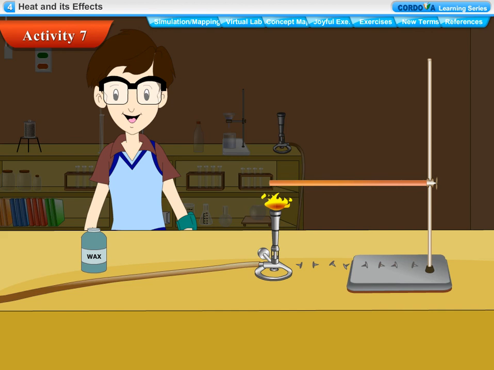Conclusion: these observations can be explained as follows. The burner is placed below the free end of the copper rod. This end gets heated first, whereas the other end is cold. The heat travels gradually from the hot end of the copper rod to its colder end. It melts the wax which holds the nails. Due to this, the nails fall down one by one. From this activity, we conclude that heat is transferred from the hot end of copper rod to its colder end by the process of conduction.